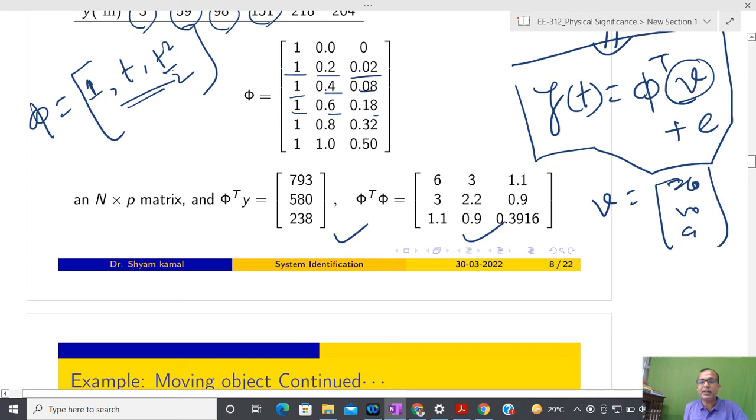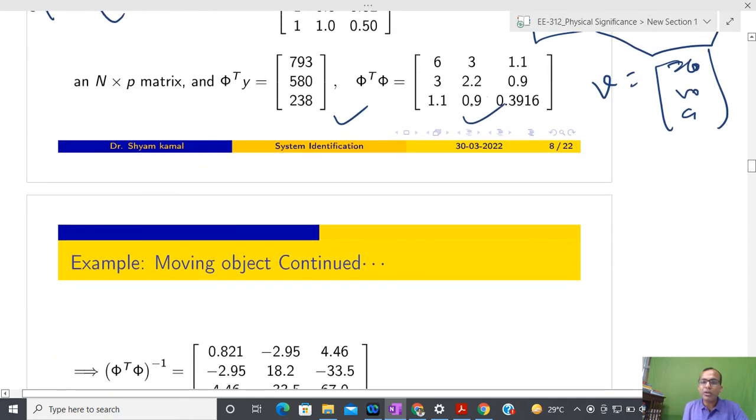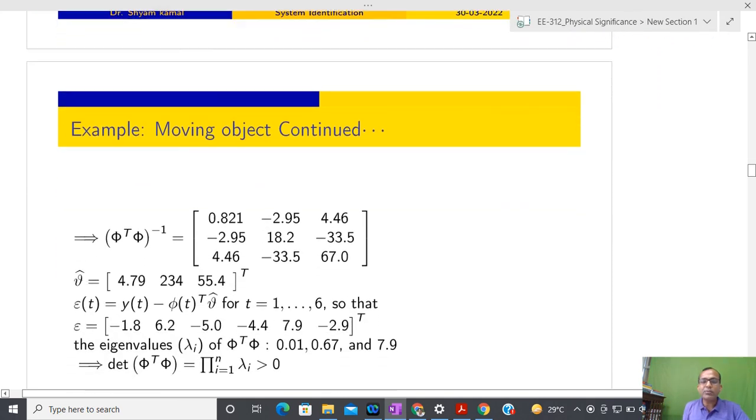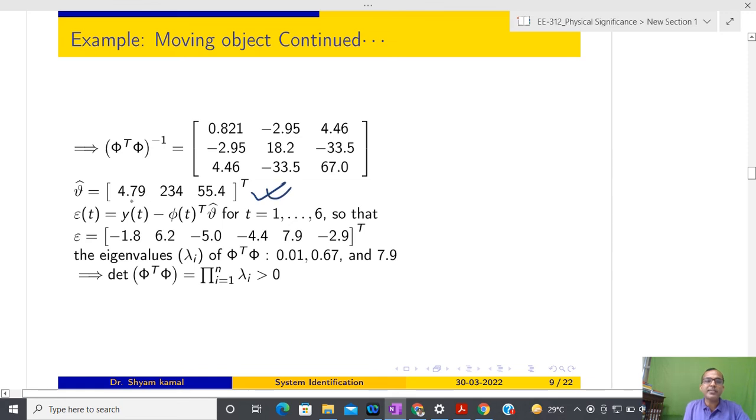And after that, now the process is very easy. What you have to do is make sure that phi t into phi should be invertible. If that is not invertible, then you have to increase the number of observations. In this way I am able to estimate the v cap. After estimating the v cap, you have to identify the error also, and it is now very easy to identify the error, because you know yt and you know v cap. So you have to make sure that this error should be least. And here I have told you that this should be invertible.